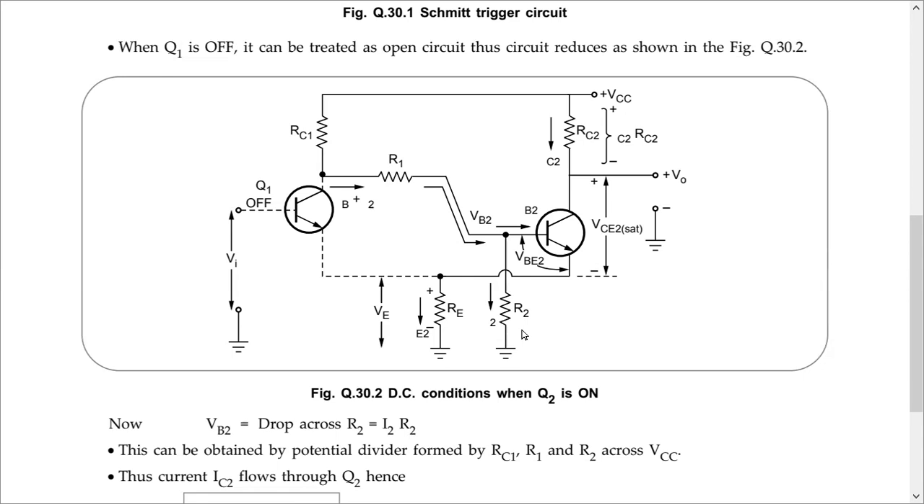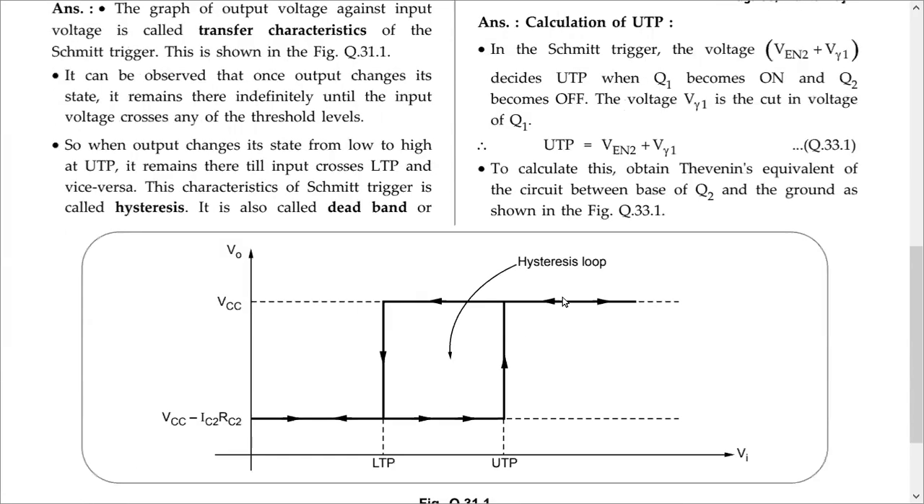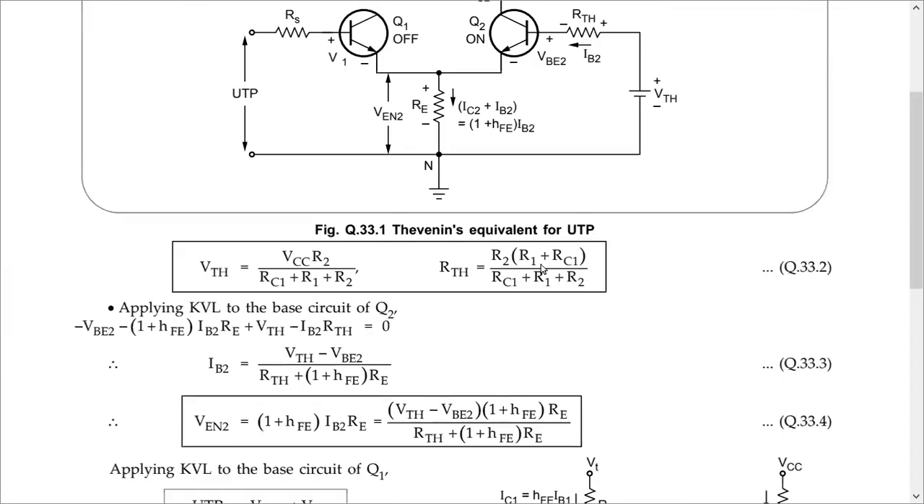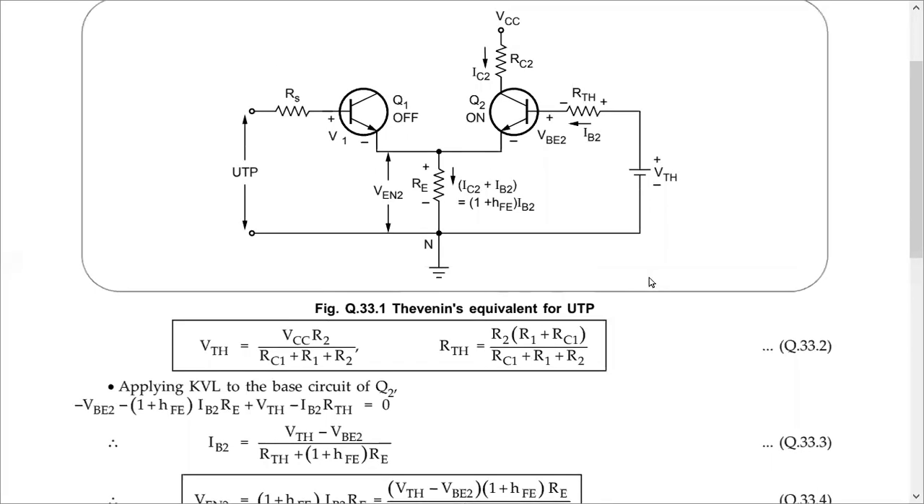So (R1 plus RC1) into R2 by (RC1 plus R1 plus R2). That will be the Thevenin's resistance. Anyway, very simple: Thevenin's voltage and Thevenin's resistance. We are finding them with the same old techniques. Now we will analyze this circuit.